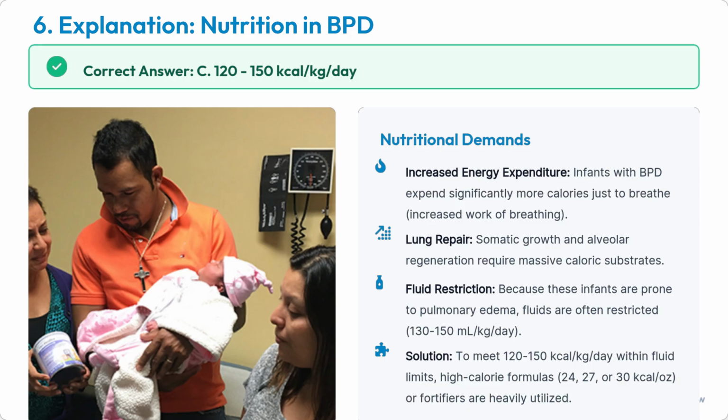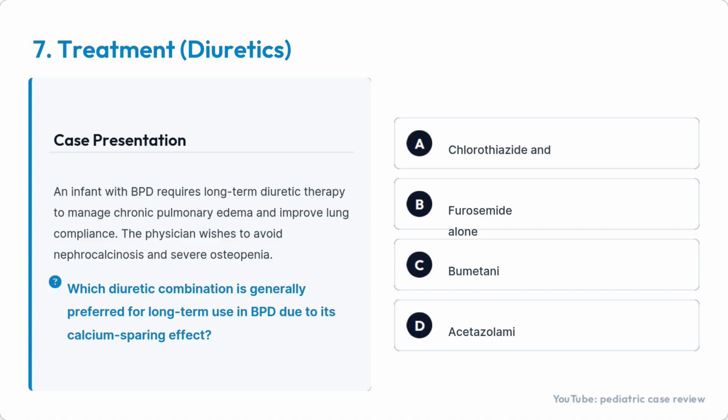The correct answer is option C, 120 to 150 kilocalories per kilogram per day. Infants with bronchopulmonary dysplasia expend significantly more energy just to breathe. To promote alveolar regeneration and somatic growth while adhering to strict fluid restrictions, we must heavily utilize high-calorie formulas or concentrated fortifiers.